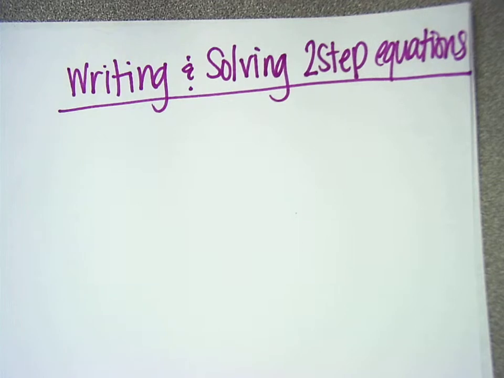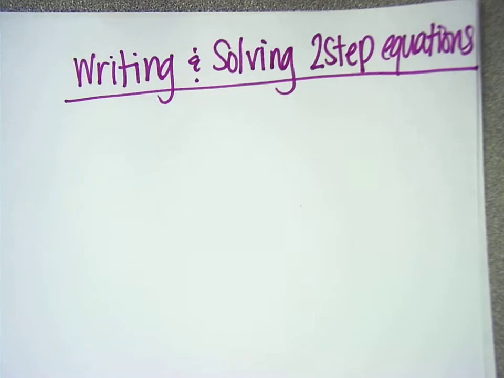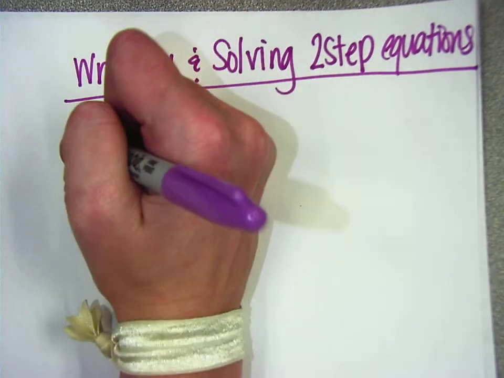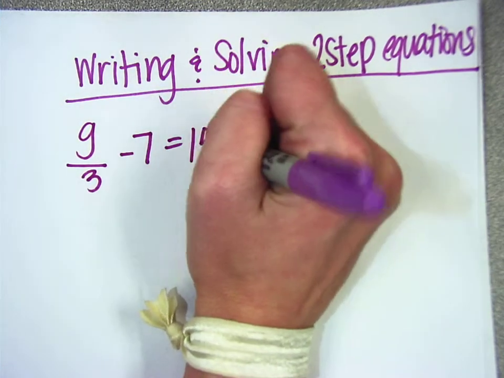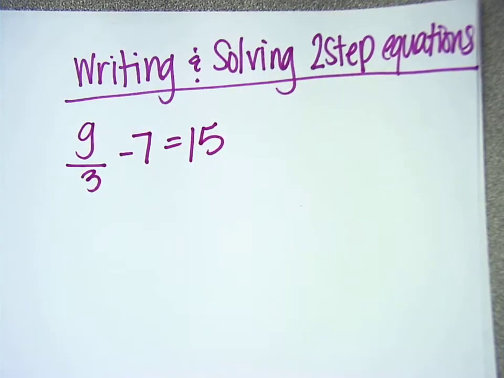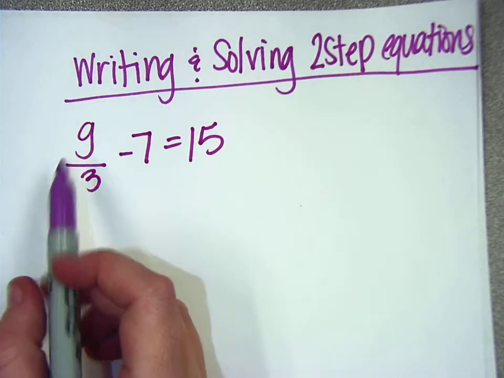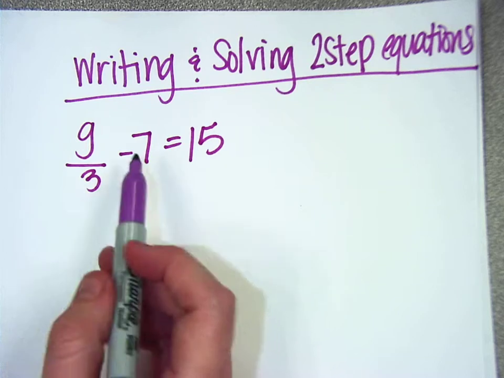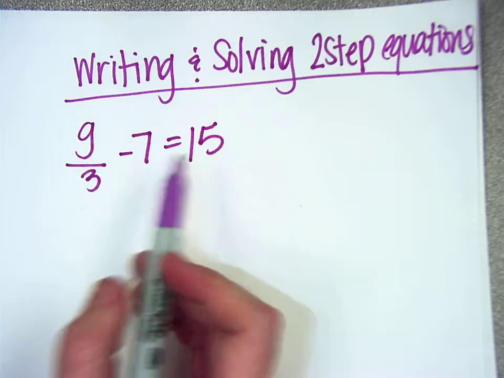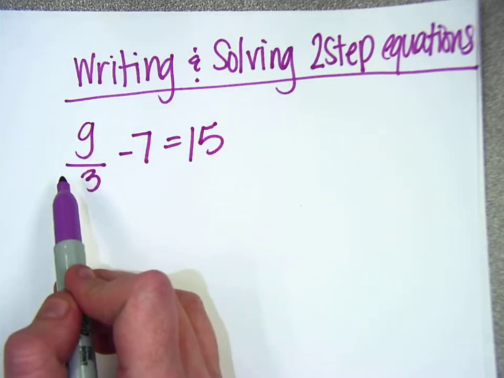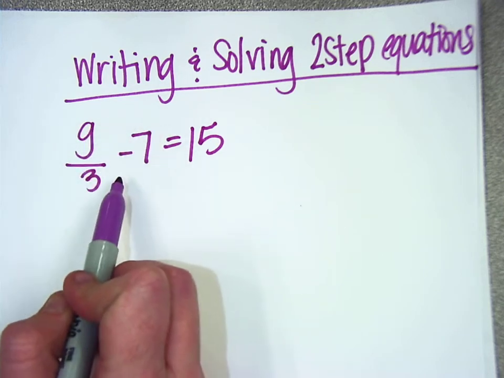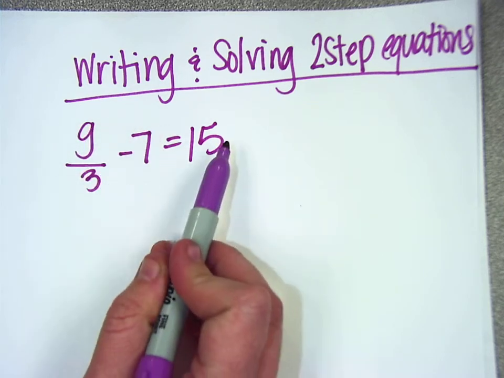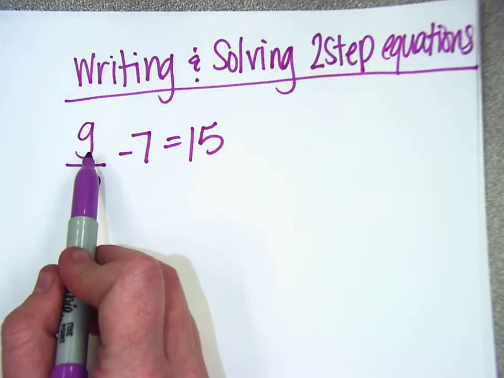So let's just look at a problem that's not attached to a word problem. Let's look at g over 3 minus 7 equals 15. Okay, so our whole goal here is to solve for g. We want to know what g is. So the first thing we've got to do is isolate our variable. And that means to get g by itself. So we've got to look at everything that we've got going on this side of the equal sign, and we've got to basically move it over here. That way we've got g by itself.